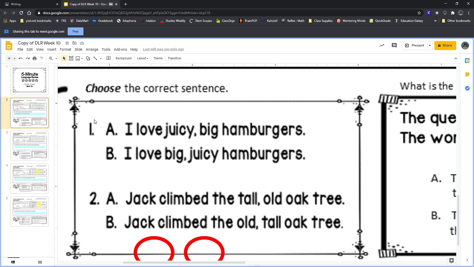This part of our page today is giving us two sentences, and they look pretty similar, but one of them is a little bit wrong. The way that they order their adjectives is off. So we need to pick which version of the sentence has the adjectives in the correct order. Example 1 has two versions. A, I love juicy big hamburgers. Or B, I love big juicy hamburgers.